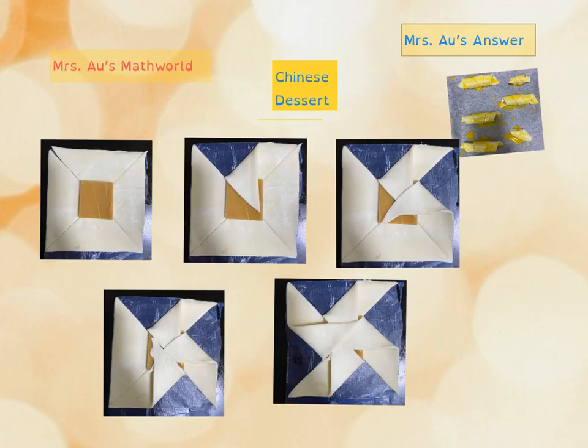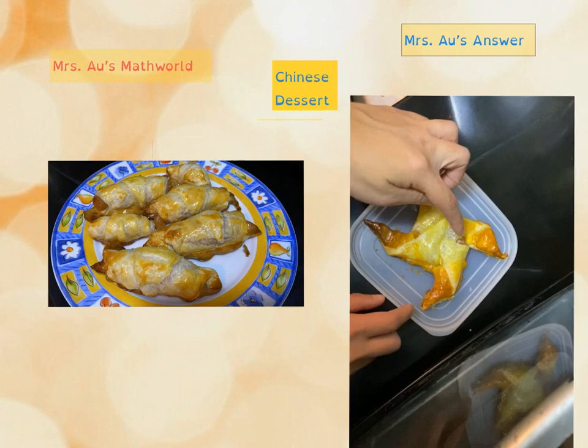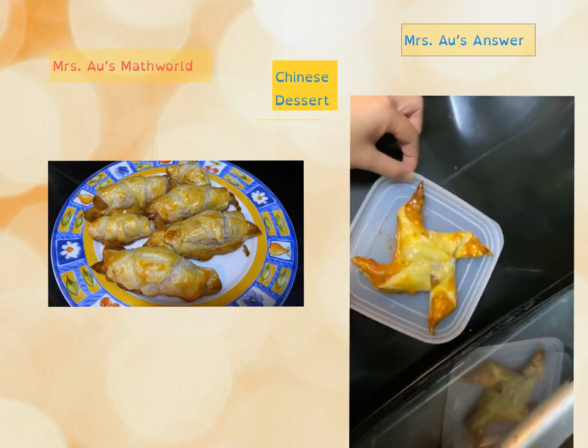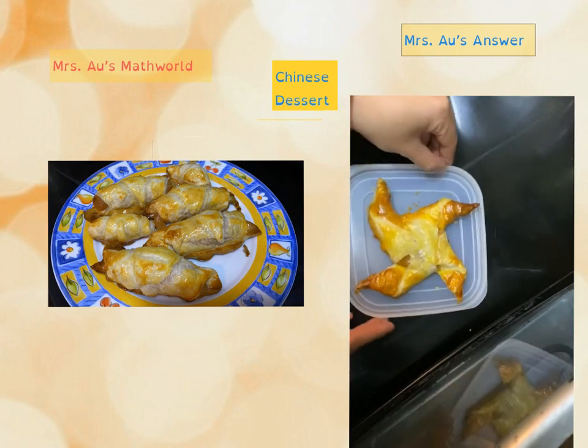And for the next part, we cut along the line. And then we fold it: 1, 2, 3, and 4. We make it 4 times to make a windmill version. After that, we put them together in the oven to cook. So now you can see that there are 2 ways to make the dessert.